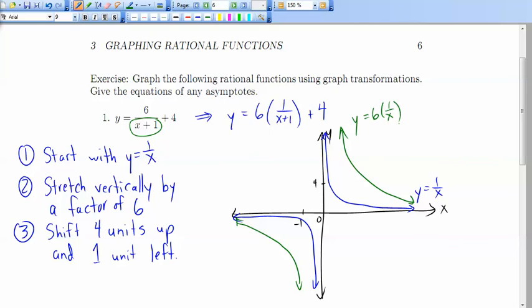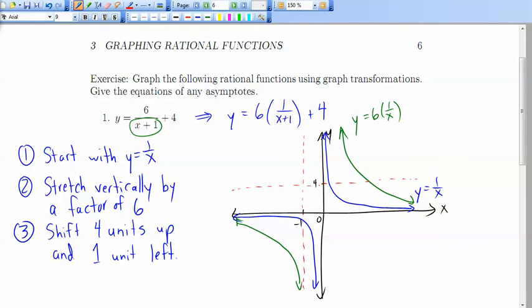And now the last thing we need to do is shift our graph 4 units up and 1 unit to the left. Now for the green graph, our vertical asymptote is still on the y-axis. Our horizontal asymptote is still on the x-axis. But all of a sudden, when I shift the graph 4 units up, that horizontal asymptote is going to shift 4 units up as well. So I draw my asymptotes with a dashed line. And when I move my graph 1 unit to the left, that vertical asymptote that's under the y-axis will all of a sudden shift 1 unit left as well.